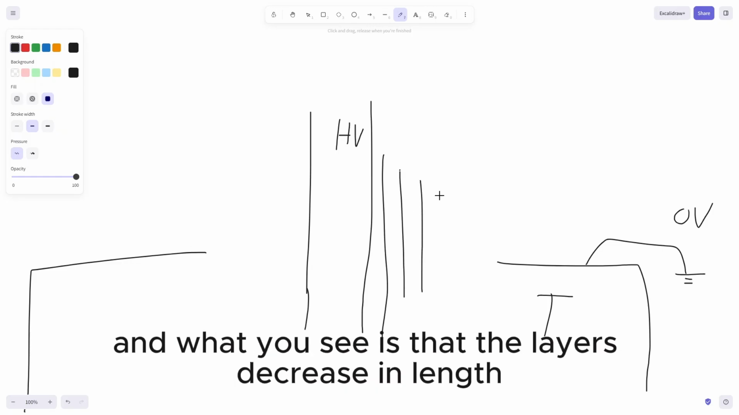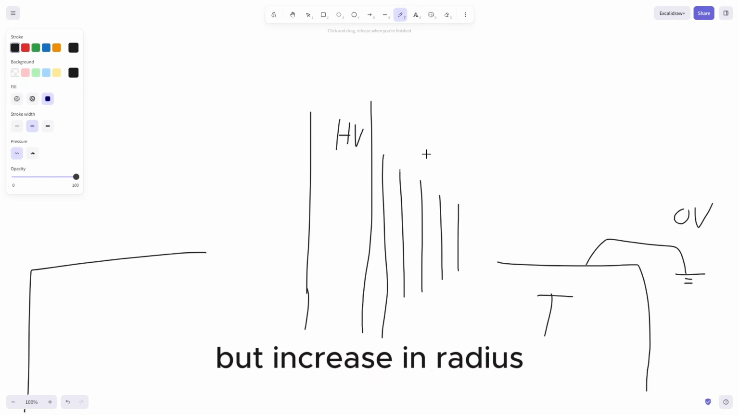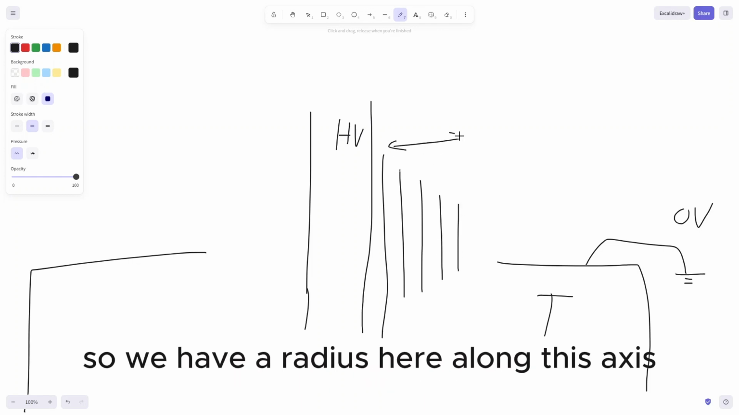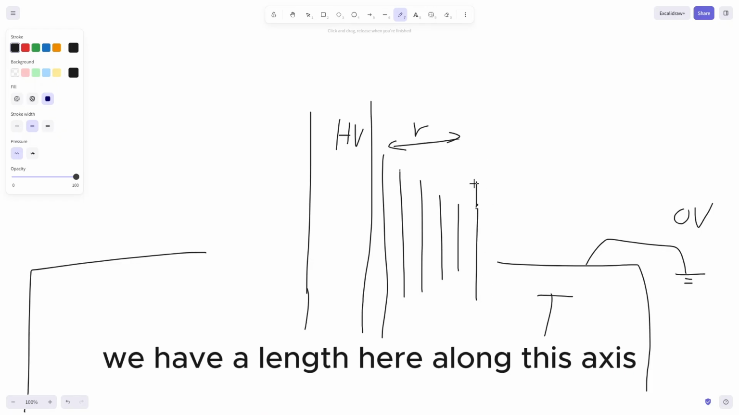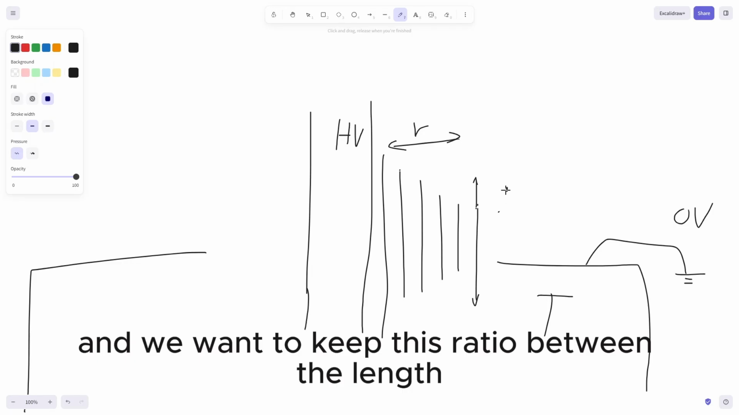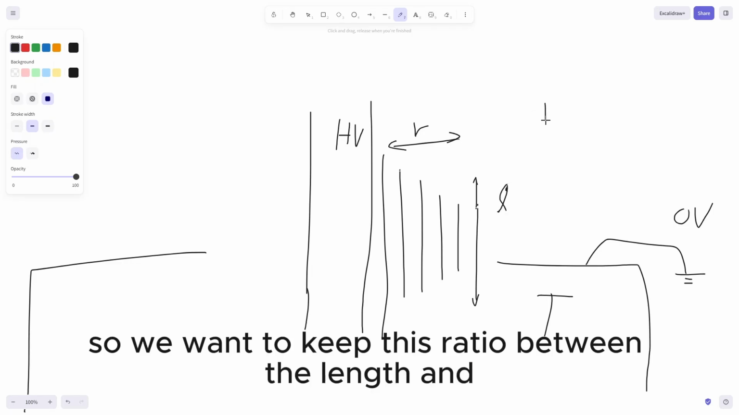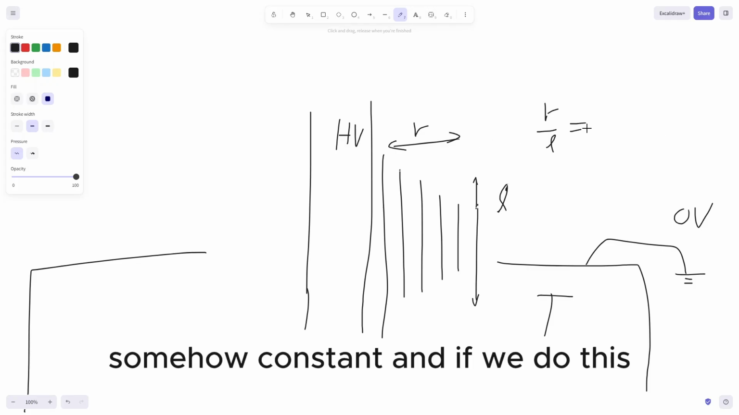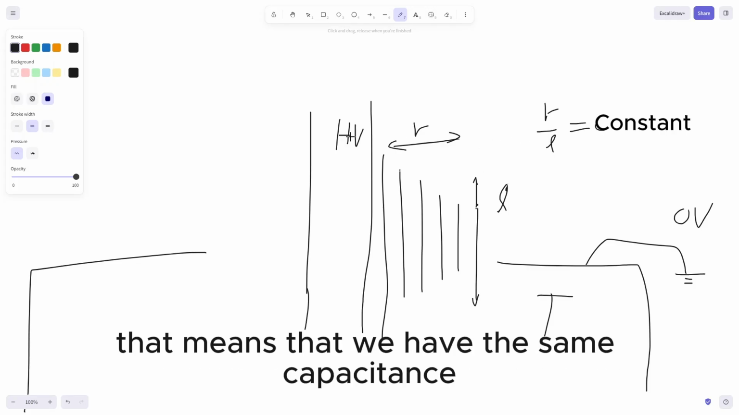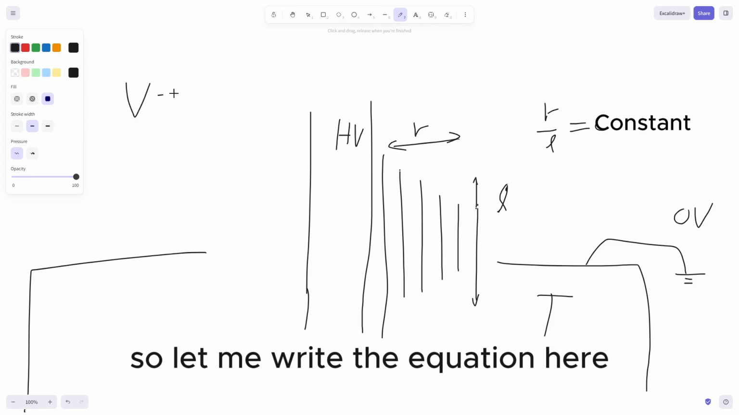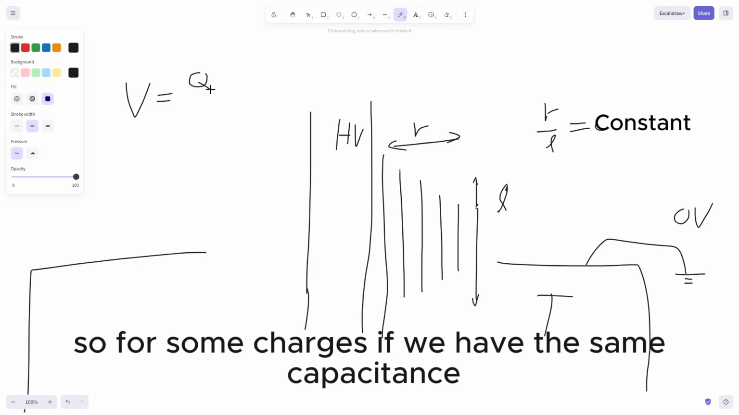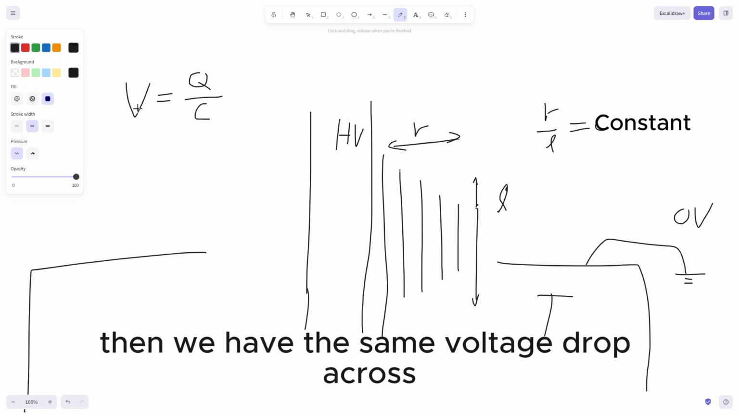And what you see is that the layers decrease in length, but increase in radius. So we have a radius here along this axis, and we have a length here along this axis. And we want to keep this ratio between the length and radius somehow equal, somehow constant. And if we do this, that means that we have the same capacitance across each of these layers. So let me write the equation here. So for some charge, if we have the same capacitance, then we have the same voltage drop across.